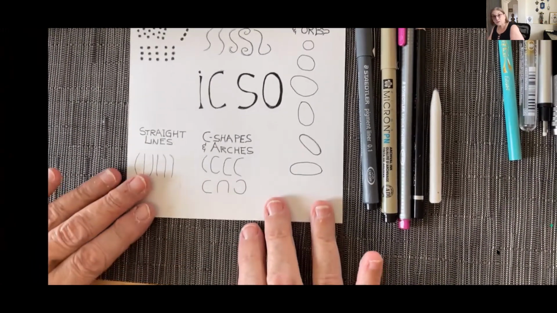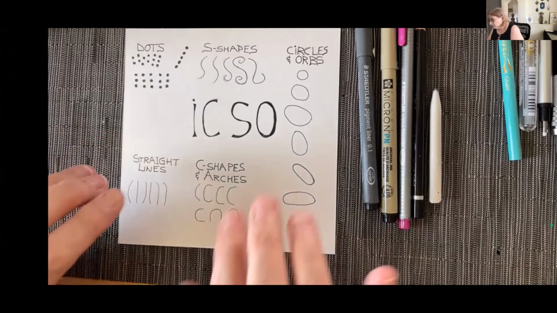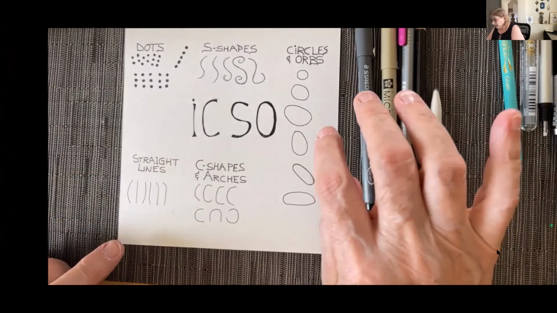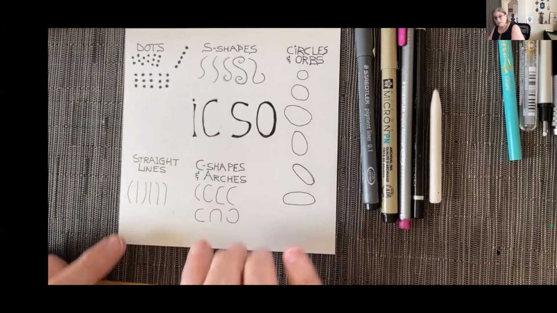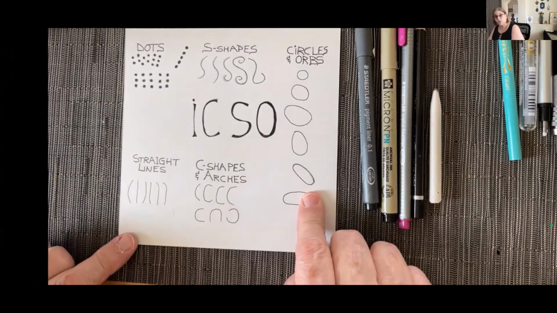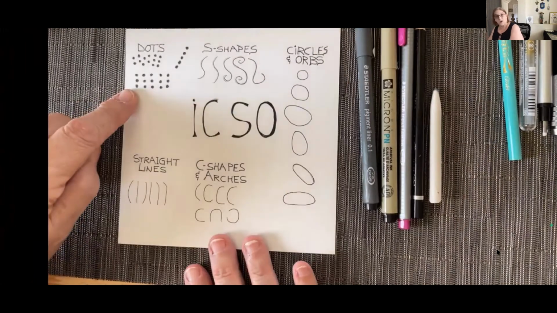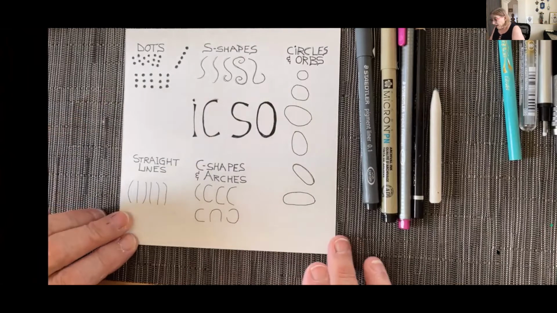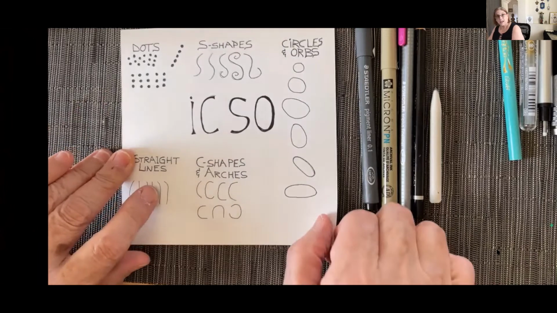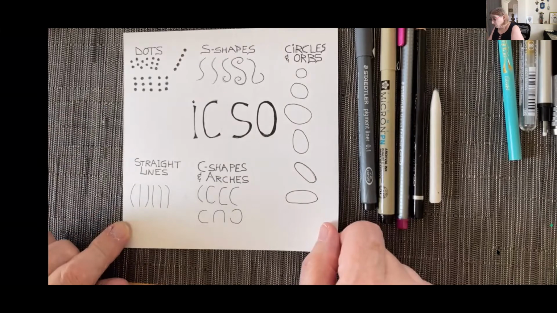Now I'm going to move in. I just want to show you this pattern here where we've got straight lines, we've got C shapes, we've got circles and orbs, we've got S shapes, and we've got dots. And those are the basic elements, and each one of these patterns is one of these elements, one line at a time, into our step out.